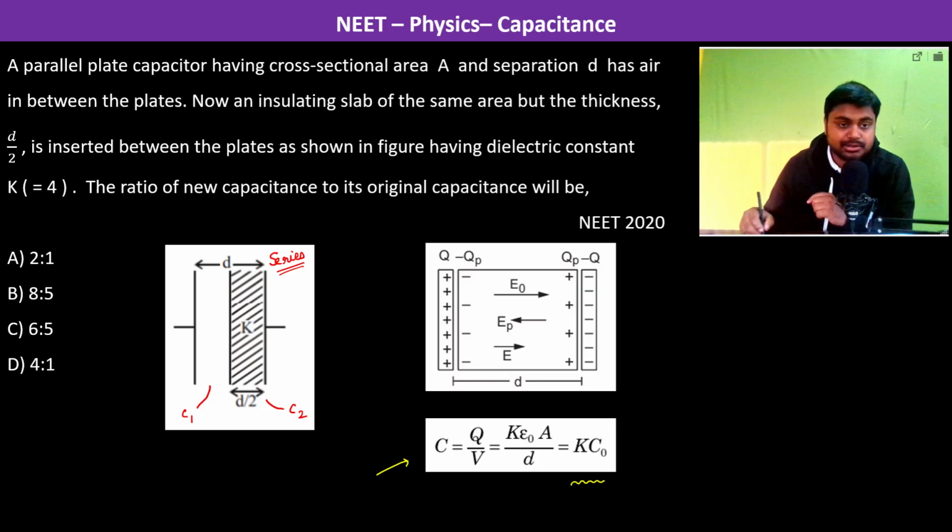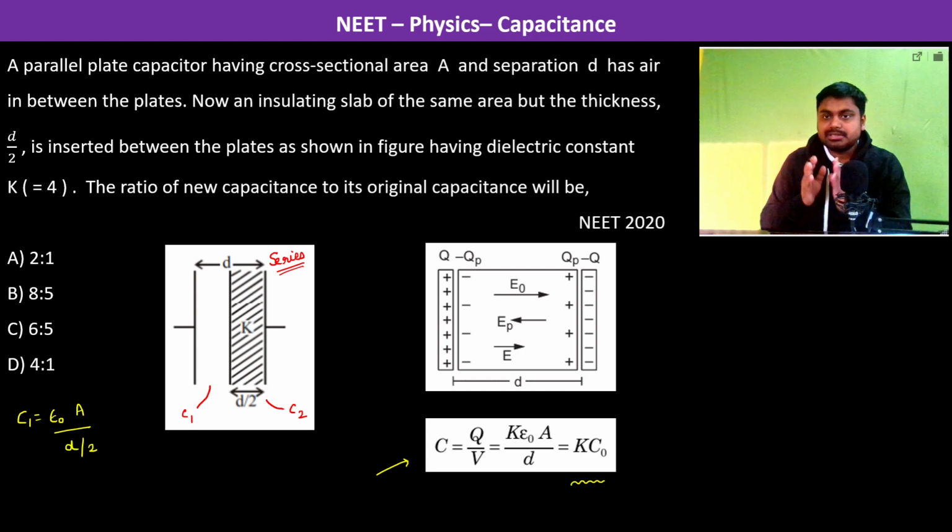Okay, so now for C1, what is the capacitance? It's going to be C1 equals epsilon naught, because there is no dielectric there, into A divided by D by 2. Now why D by 2? Because now the separation has decreased to D by 2.